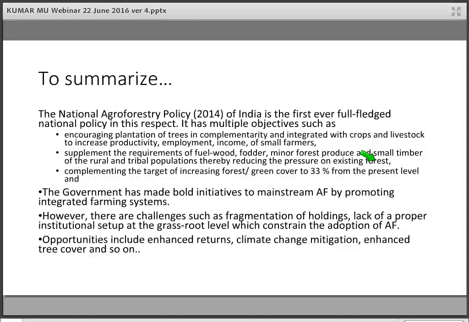However, there are challenges such as fragmented holdings and lack of proper institutional setup, especially at the grassroots level, which generally constrain the adoption of agroforestry. Opportunities include enhanced return, climate change mitigation and adaptation, enhanced tree cover, and so on and so forth.